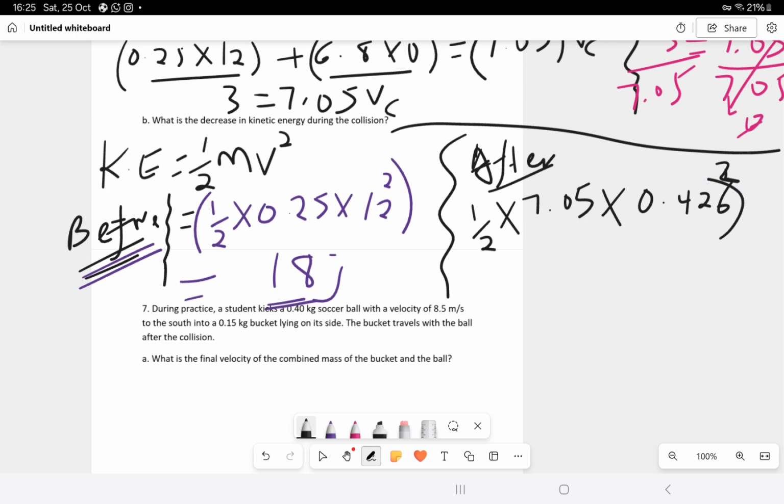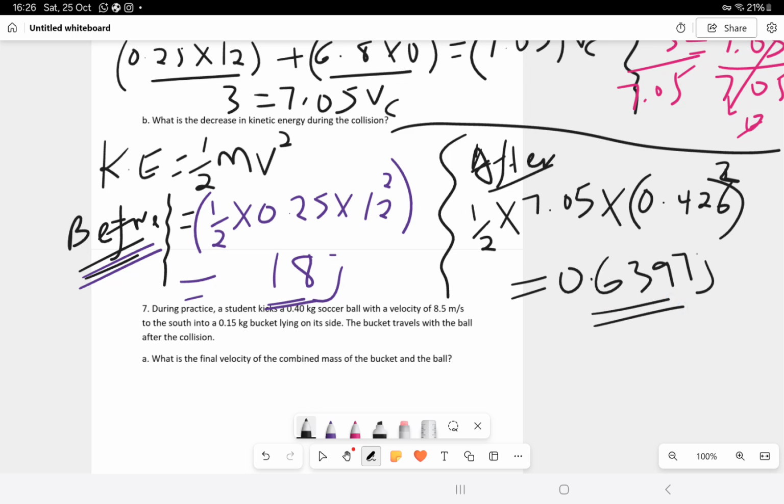This one, bracket like this, and using your calculator, it will be 0.426 squared, the other one, then again times 7.05, then divided by 2. I get 0.6397 joules. This is now after collision.